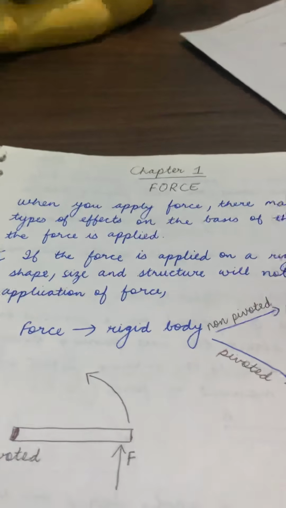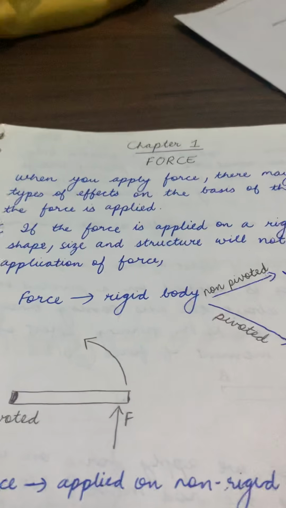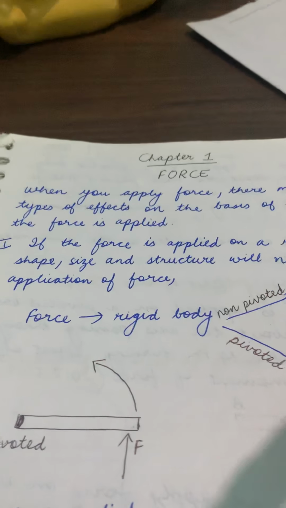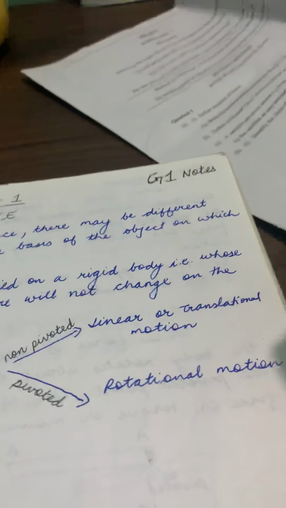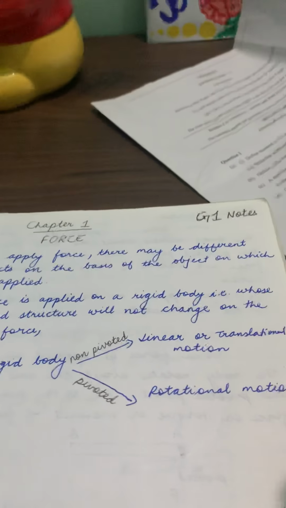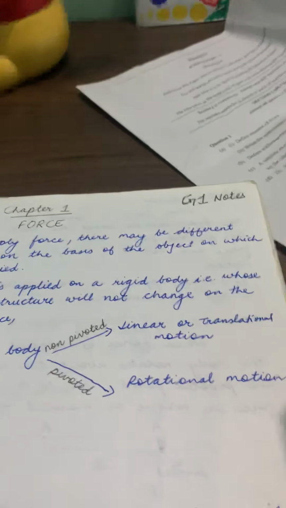Now what is a rigid body or a rigid object? A rigid object is something which is hard. Even if you apply force, it is difficult to change its shape, size, dimensions or structure. But a non-rigid object is something on which, by applying force, we can change its size, shape and structure. So now we'll study it under two different sections: one when you're applying the force on a rigid body, and another when you're applying the force on a non-rigid body. If the force is applied on a rigid body, its shape, size and structure will not change on the application of force.